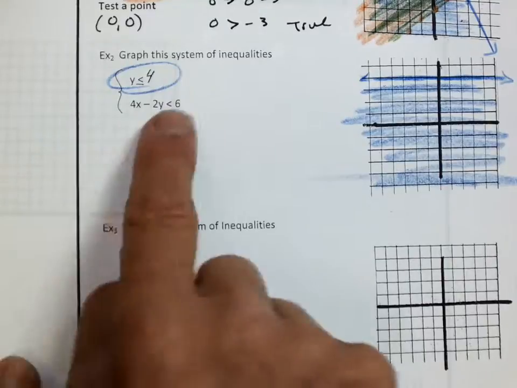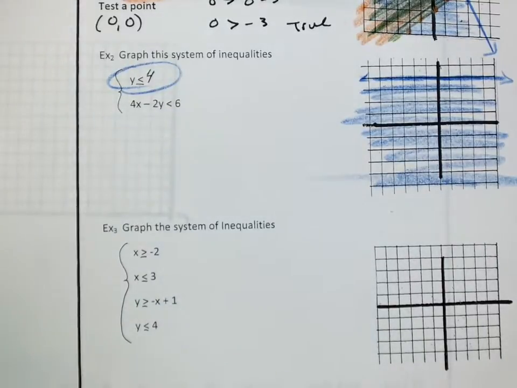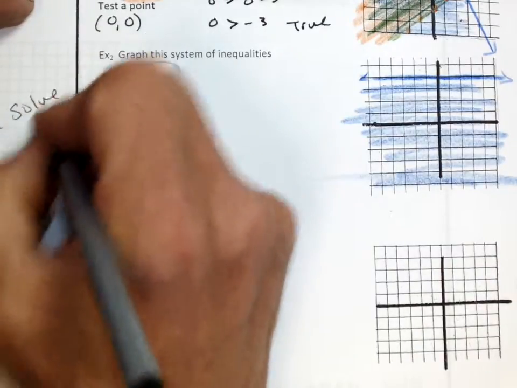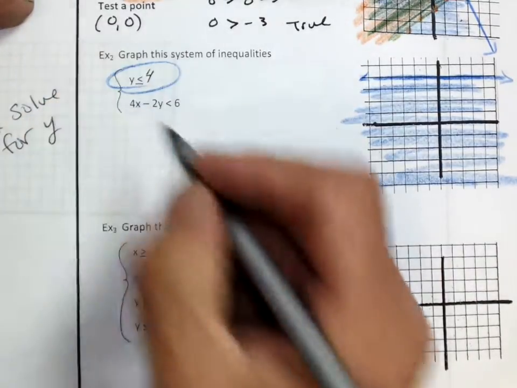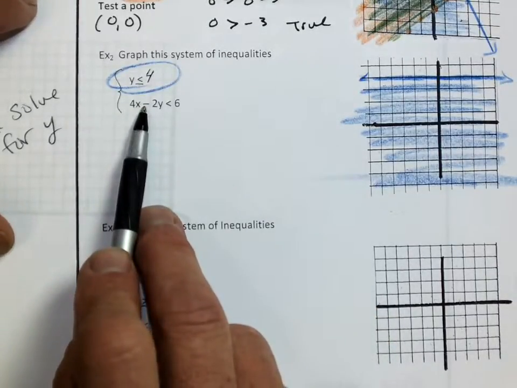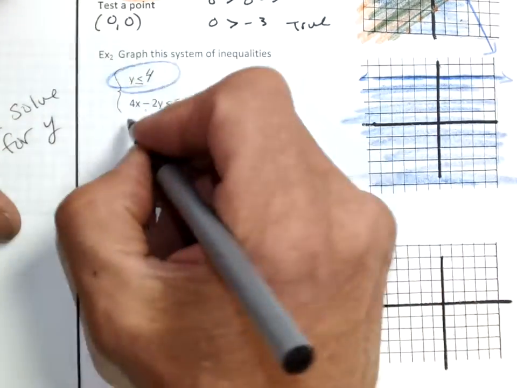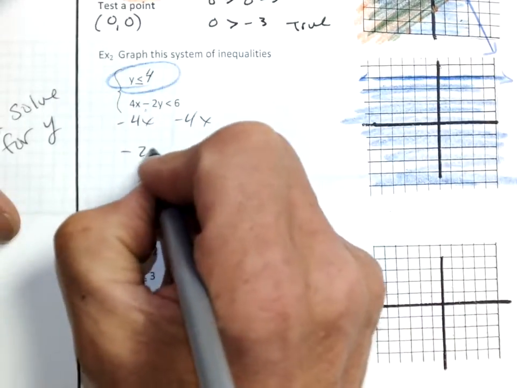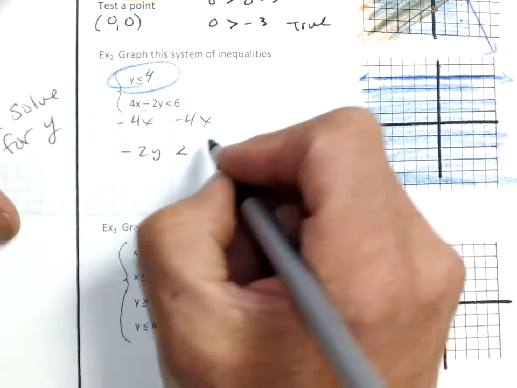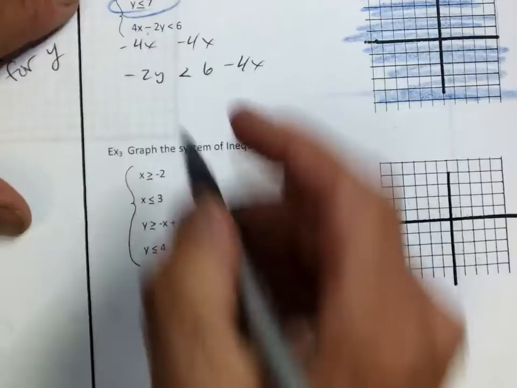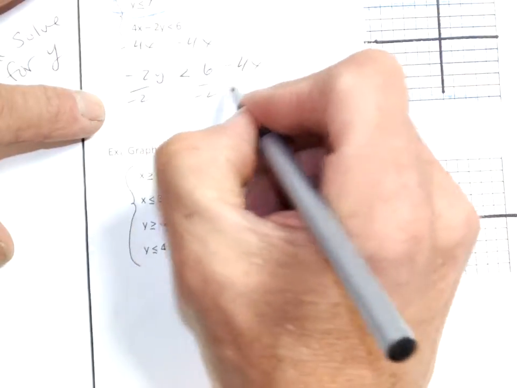But the second equation, we're going to have to solve for it, right? So I'm going to go ahead and do a little bit of math. So I need to solve for y. And I have to be careful because I will eventually divide by a negative. I'm going to have to divide by a -2 eventually. So I'm going to make sure I turn the sign. But first, let's go minus 4x, right? And I'll have a -2y is less than 6 minus 4x, right? And then I'll divide by -2 all the way through, all the way through.